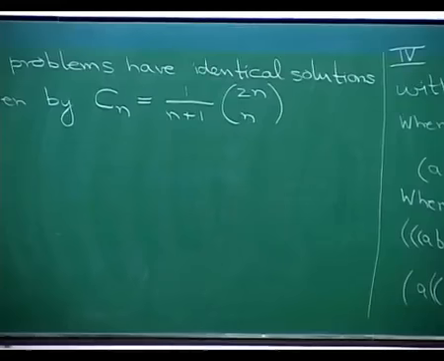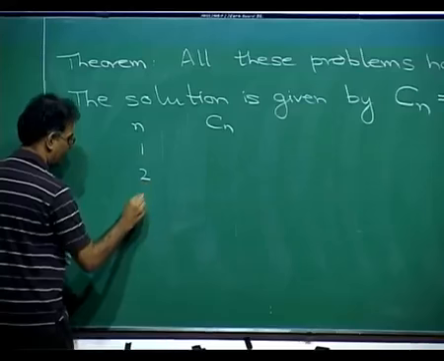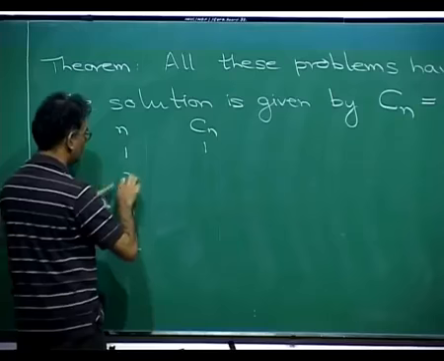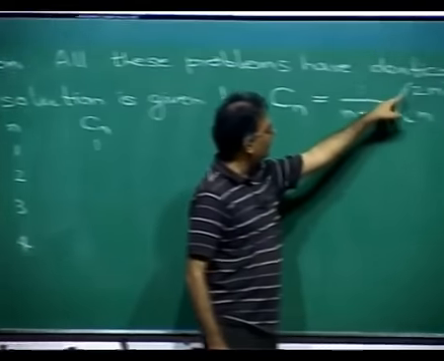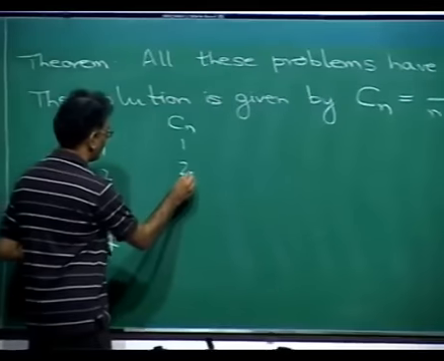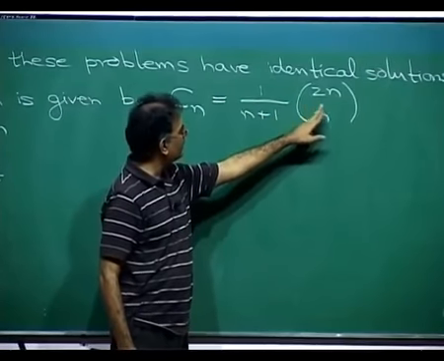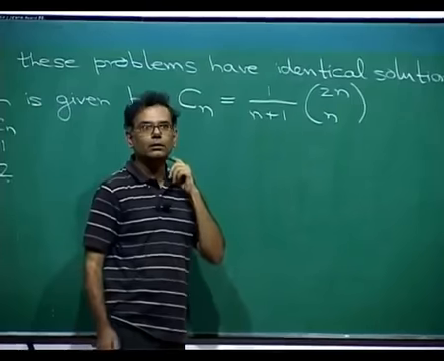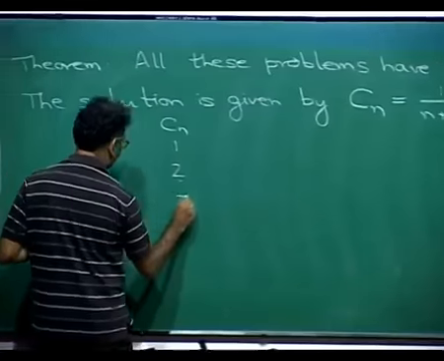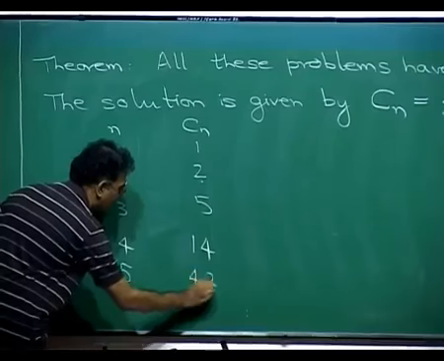If you tabulate this for the first few values of n, so n, Cn: when n is 1, it's 1. When n is 2, 1 over 3, 4 choose 2. 4 choose 2 is 6, so 1 over 3 times 6 is 2. And when n is 3, 1 over 4, 6 choose 3, is it? Yeah, 6 choose 3 is 20, and 1 over 4 of 20 is 5. When n is 4, it's 14. When n equals 5, it turns out to be 42.